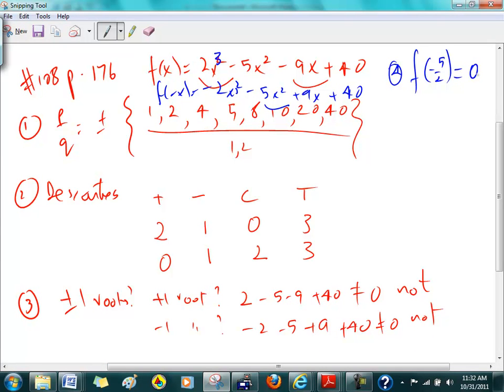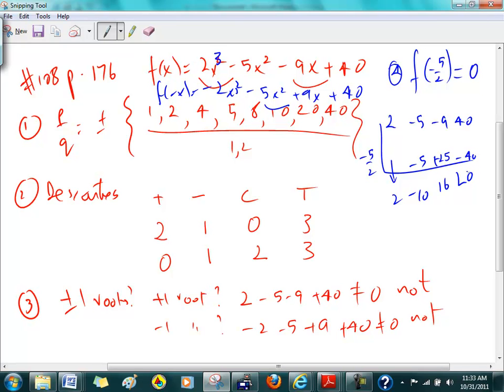And then you do synthetic division. Okay, so now is a good time to do synthetic division. So you're going to go 2, minus 5, minus 9, 40, and you're going to put a minus 5 over 2 here and do your synthetic division. Minus 10, and you get minus 25. No, plus 25, 16, minus 40, and 0.